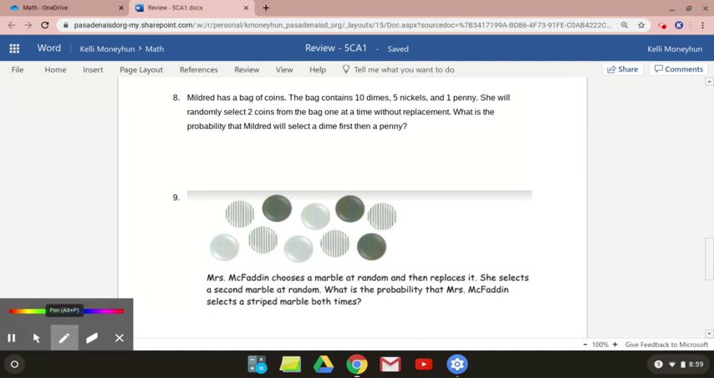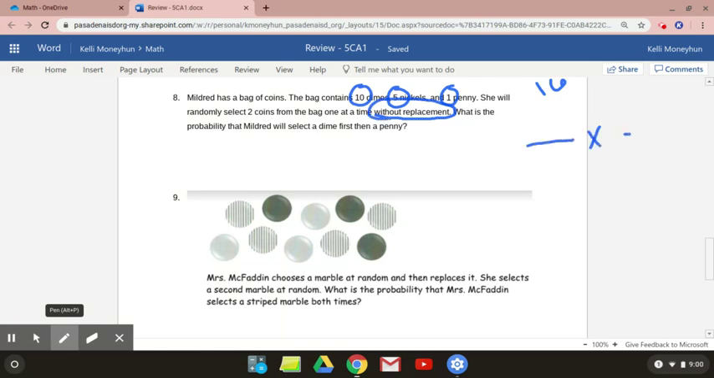All right, next. Mildred has a bag of coins. It contains 10 dimes, 5 nickels, 1 penny. My total is 16. She will randomly select 2 coins from the bag without replacement. Circle without replacement and super important. If I am picking out 2 different things, okay, I'm picking out a dime first and then a penny. When I pick out my dime, my total is still 16. However, after I take my dime out and I do not replace it, my total turns to 15. Okay, how many dimes are there? 10. How many pennies are there? 1. You can either simplify first and then multiply straight across, or multiply straight across and then simplify.